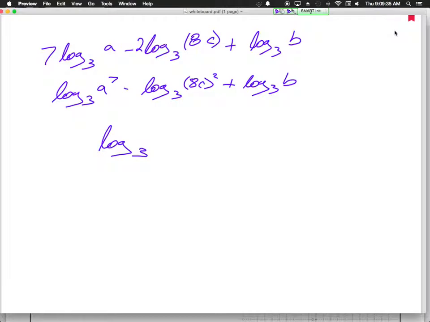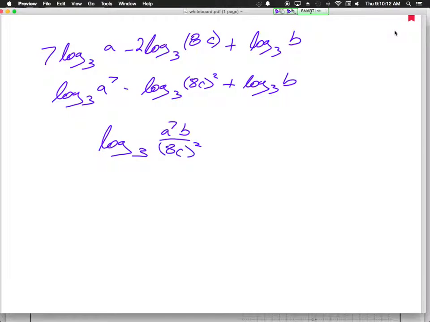Would you do it in order, so like A and B, then the second one, log base 3 of 8C squared, since it's negative, does that mean there's going to be a denominator? That is correct. So you're going to do log base 3 of A to the 7th, times B, and then over 8C squared. That is correct. So A to the 7th, B over 8C squared.